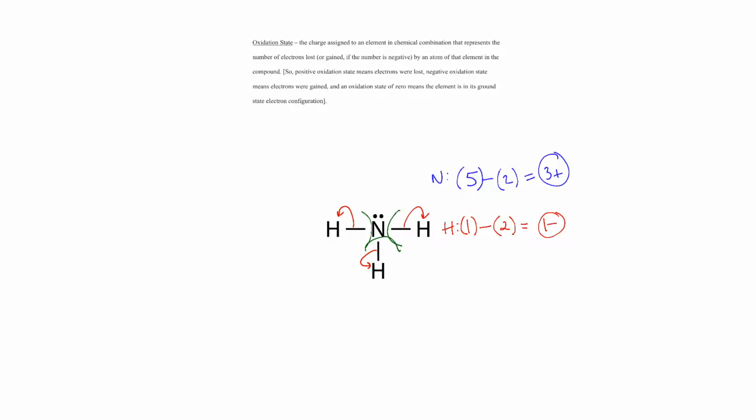If we add up all the oxidation states, just like we did for the formal charge, and I'll do this actual operation for you: we need N plus 3 times H equals the charge. 3 plus 3 times 1 minus gives me 0. There's no charge on ammonia, so we are good to go.